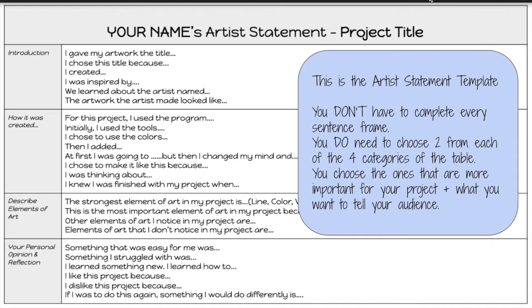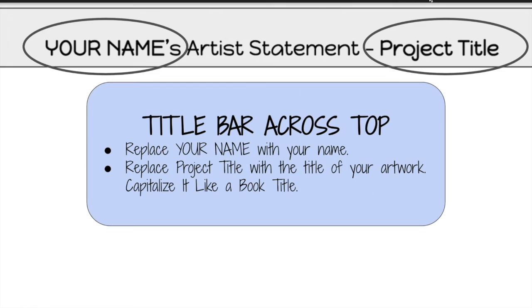This is the artist statement template. You don't have to complete every sentence frame that is here. My expectation is that you choose 2 sentences from each of the 4 categories, the 4 boxes on the table. You choose the ones that are more important for your project and what you want to tell your audience.